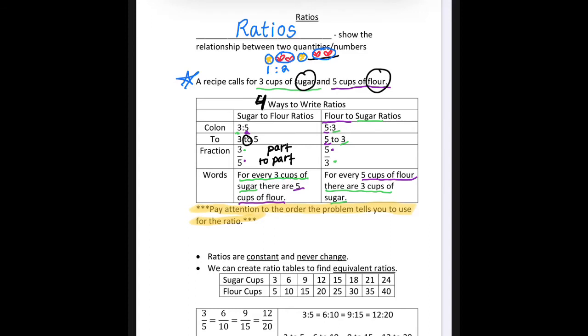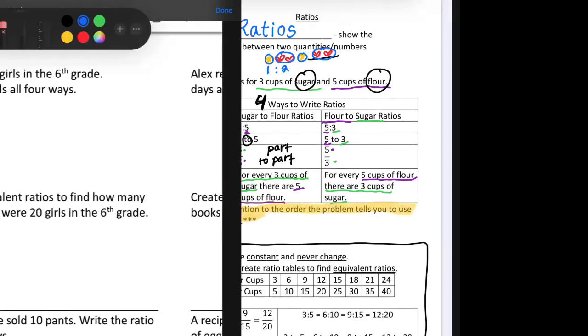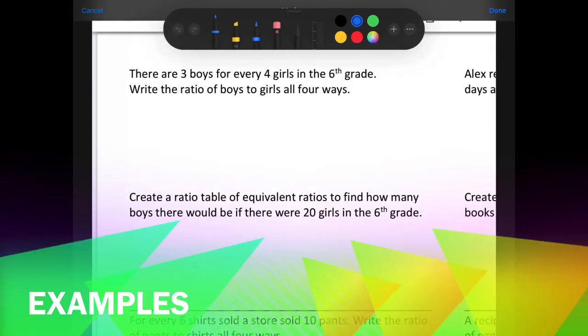You can pause the video here if you want to take a look at what a ratio table is and what equivalent ratios are. We'll be learning those next week, but you might still want to get a little preview of what they look like. All right, time to do some examples.